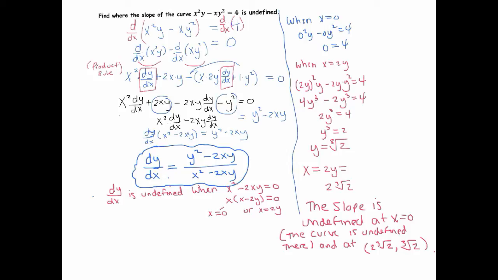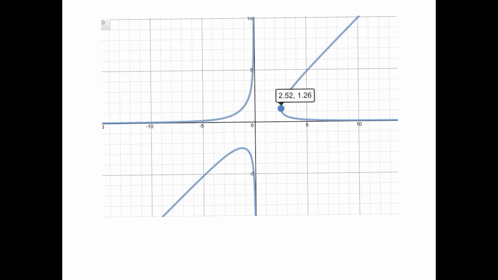So on the next page, I actually have the graph, and you can see that at the point 2 cube root of 2, cube root of 2, we'll have a vertical tangent. Here the 2.52, comma 1.26, those are approximations of 2 cube root of 2 and the cube root of 2, and you can see you got your vertical tangent there.